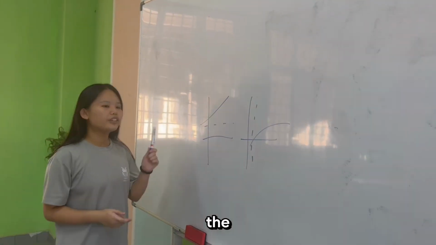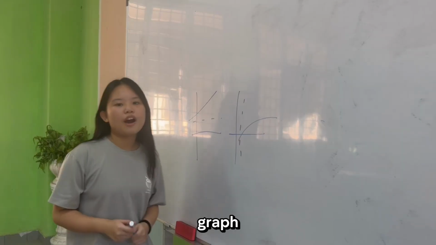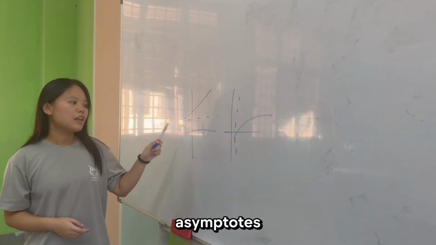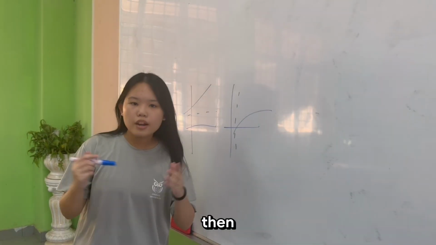So if we need to draw the graph, first we need to know the shape of the graph. Then we need to determine the asymptote. Last, we find the x-intercept and y-intercept. Then we get the graph.